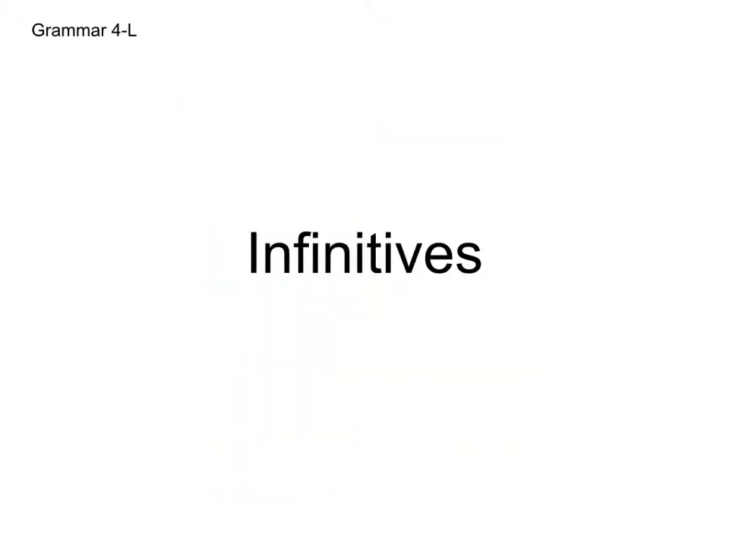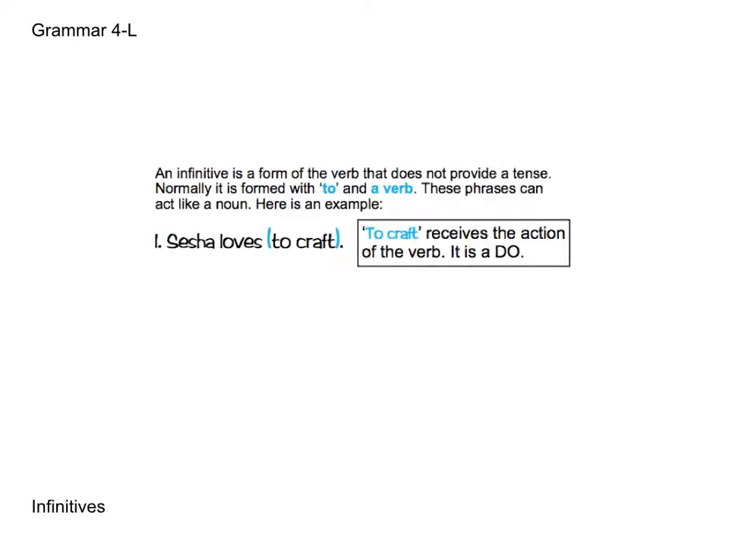So now we're going to get into the actual teaching of a new thing in this booklet. We're going to go over infinitives. You've already learned about infinitives in previous grammar booklets, but here we're just going to apply that knowledge a little bit more. You have already learned that an infinitive is a form of the verb that does not provide a tense. It is not conjugated to agree with the subject. That's what that means. Instead, this verb is going to be the word to and the verb itself.